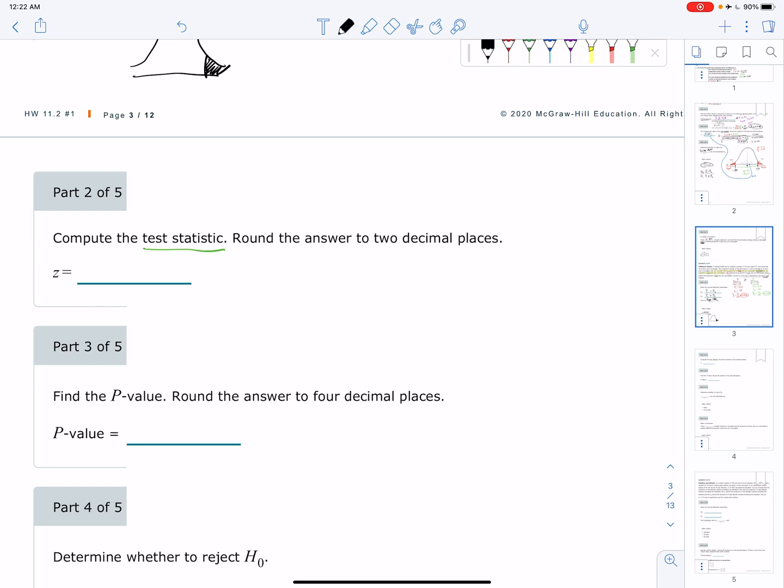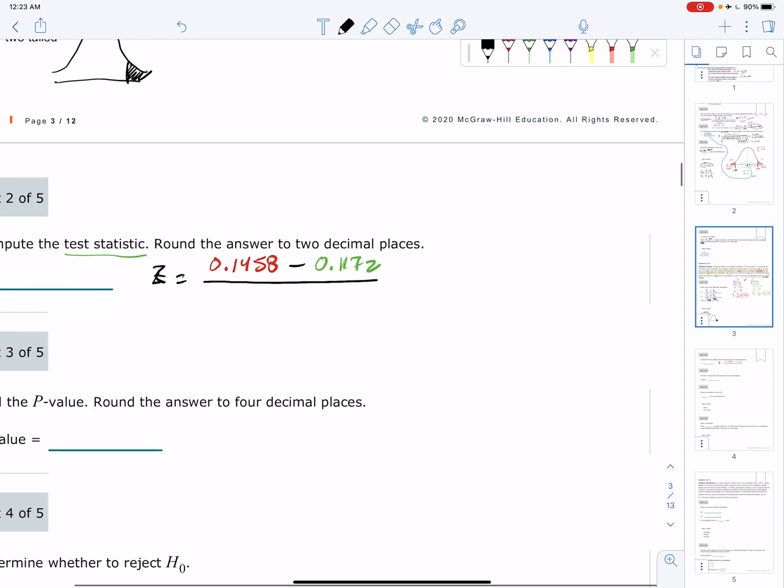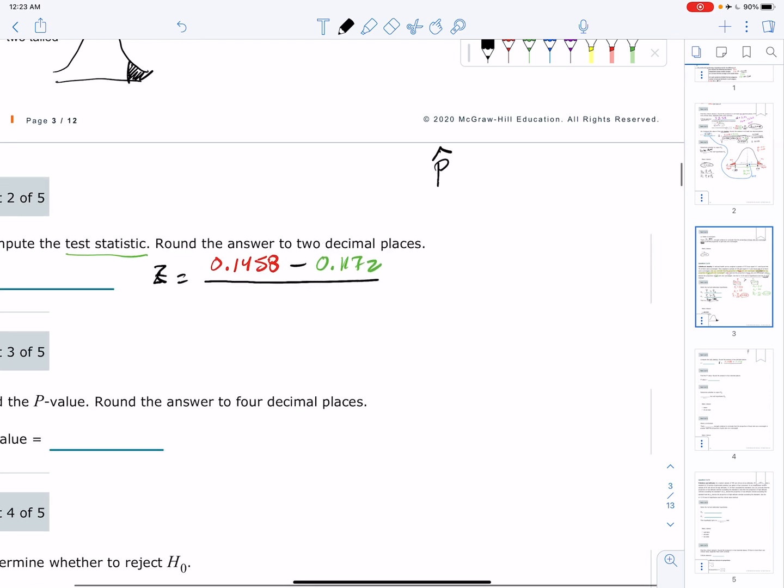And so I'm going to go ahead and start filling this out. So this test statistic is a z-score, and remember it's going to be p hat from the boys, which is a little more than 14%, 0.1458, minus p hat from the girls, which is about 0.1172. Then we need to get our p hat from both, which is pooled. I'm going to write pooled.